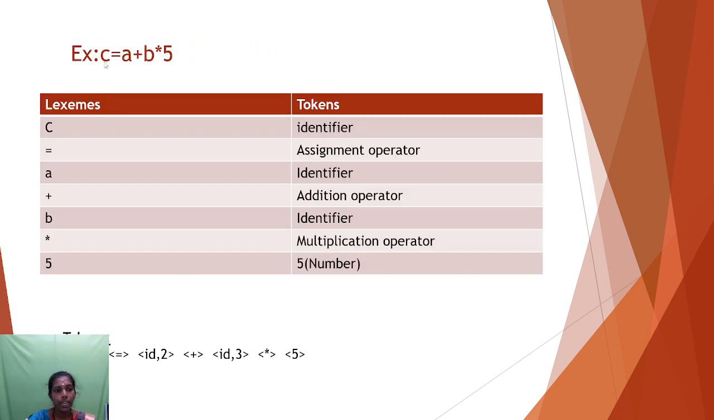Next, this is an example of a lexeme: C equal to A plus B into 5. Here the compiler scans the source program and gives the lexemes as the input for the lexical analyzer, which then generates the tokens from the lexemes. C is an identifier, A and B are also identifiers, equal is the assignment operator, plus is the addition operator, and this is the multiplication operator. Here the tokens are generated like id1 equal id2 plus id3 multiplication, and this is a number. So this is how tokens are generated from a stream of characters.